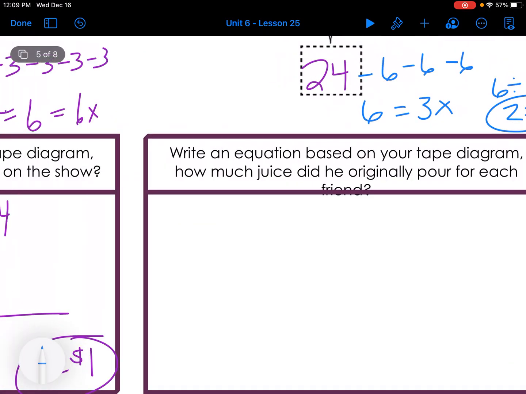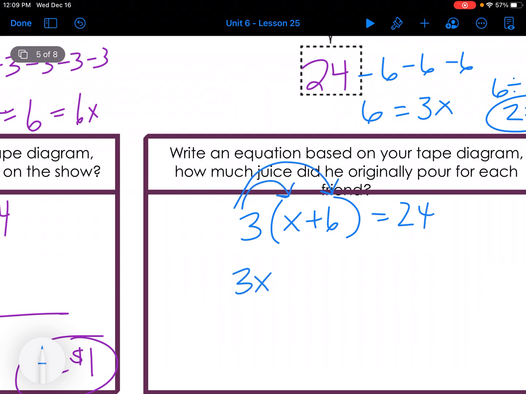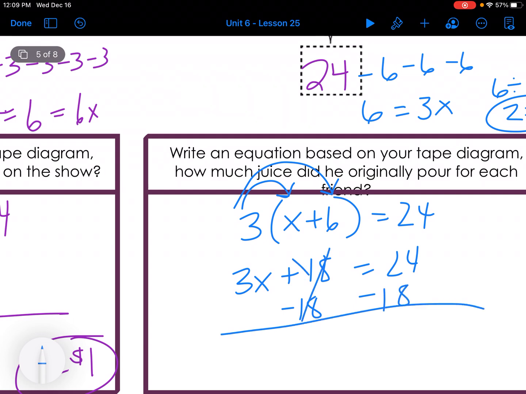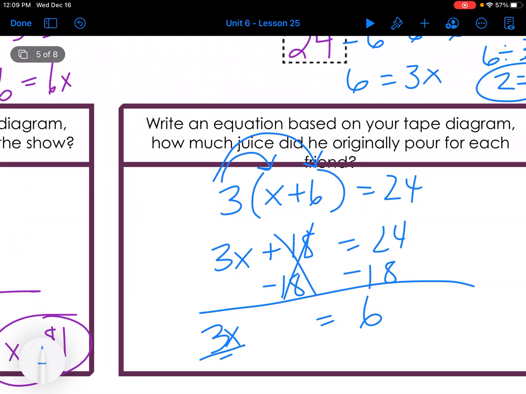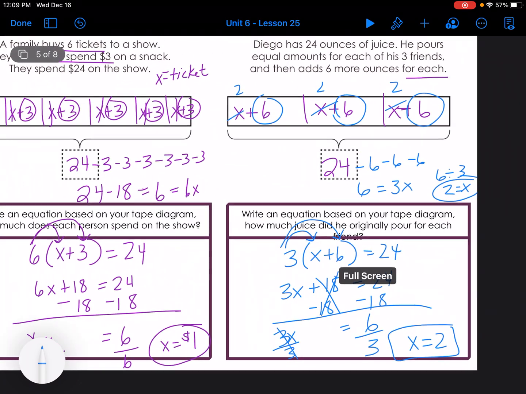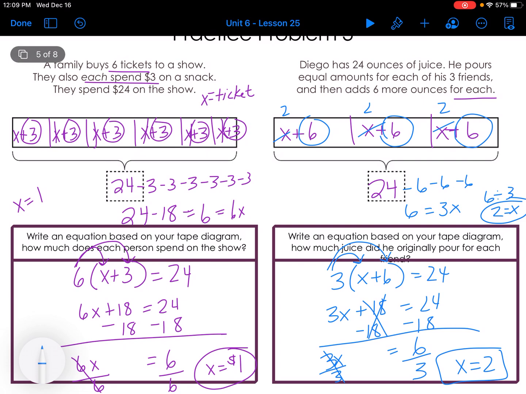All right, so now they want an equation. So I know I have 3 groups of x plus 6, and that's equal to 24. Distributive property first, so 3x plus 18 equals 24. Zero out, because I want to create that zero pair on the side with the variable. Then I want to find out for just one x. So I'm splitting those 3 x's into just one x. So I'm left with x equals 2. So he started with 2 ounces of juice in each glass, and then he poured 6 more into each one.